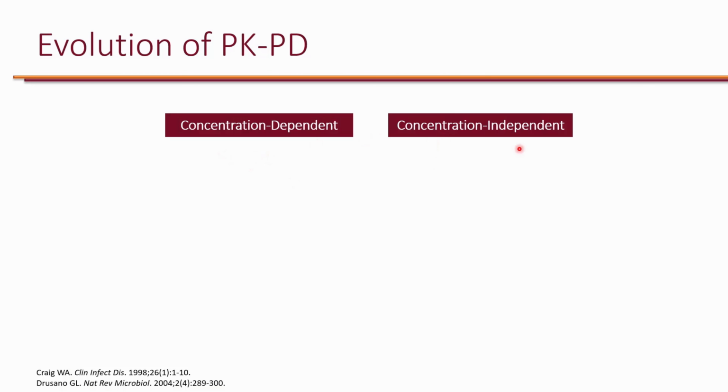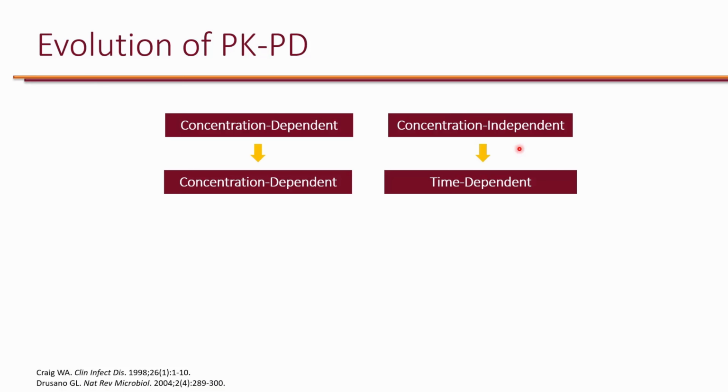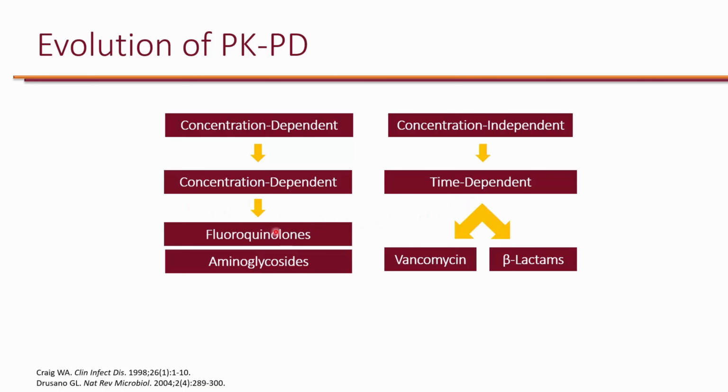Now, we're looking at the evolution of PK/PD. As time went on, clinicians started to refer to concentration-independent as time-dependent. So we had concentration-dependent and then we had time-dependent. As I showed you in the examples, fluoroquinolones and aminoglycosides are concentration-dependent. And then the time-dependent would be the beta-lactams as well as vancomycin.